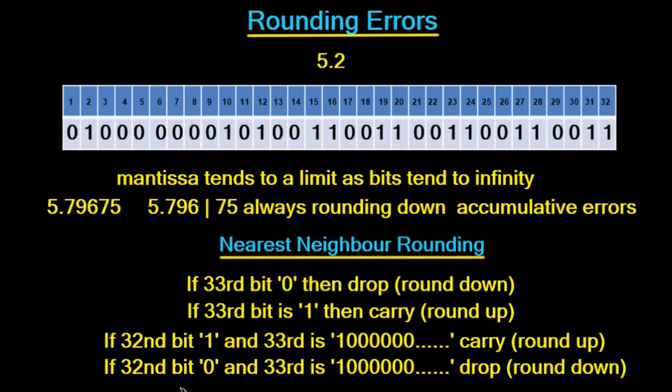So we use these three possibilities in order to ensure that we don't create accumulative errors. There are more ways of doing this in the IEEE standard, but we're not going to get into that detail here. That's enough for the rounding errors.